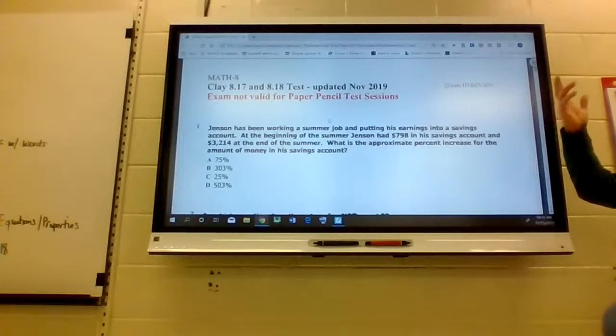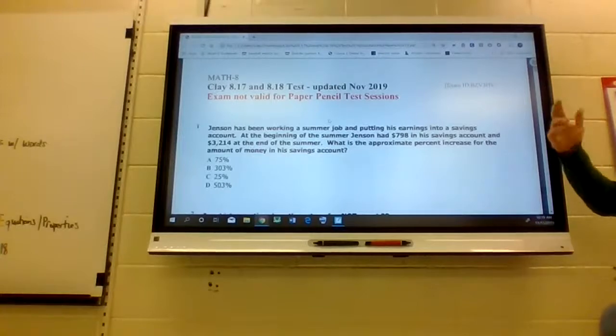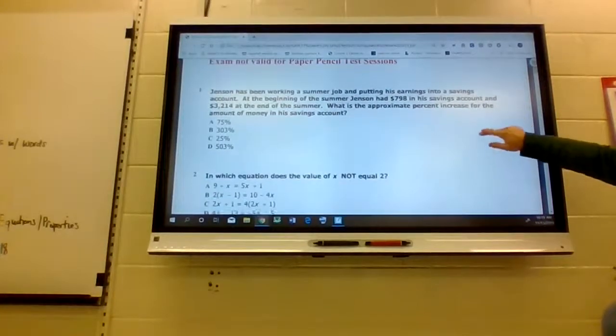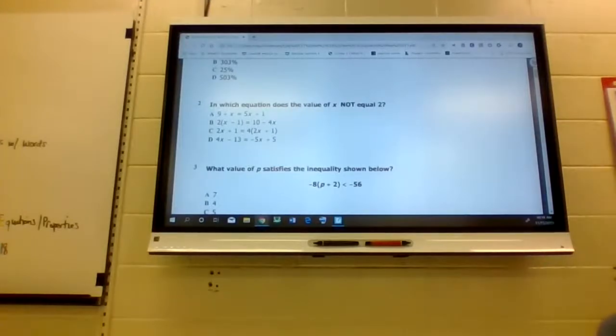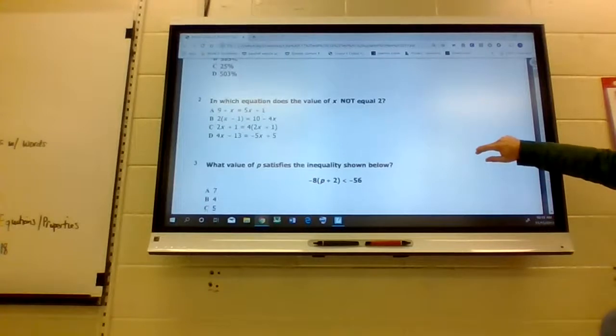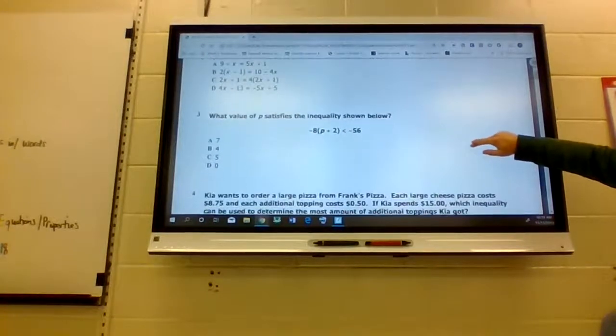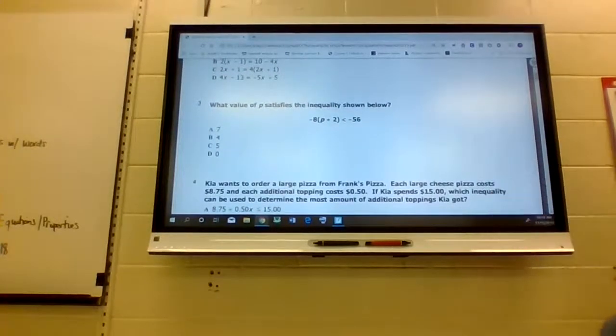And I'm gonna go pretty quick. If you're watching the recording, when you go back, you can pause it in between questions if you need to. Number 2, in which equation does the value of x not equal to? Number 3, what value of p satisfies the inequality shown below?